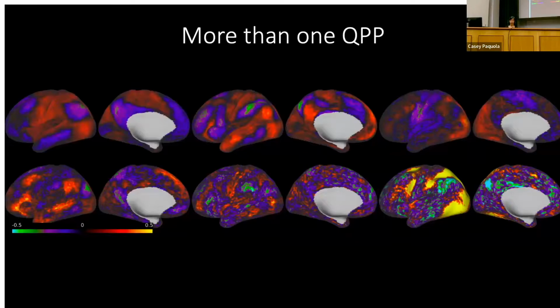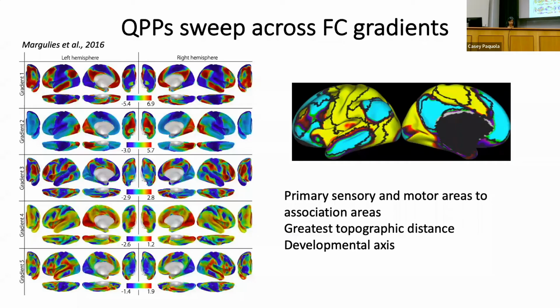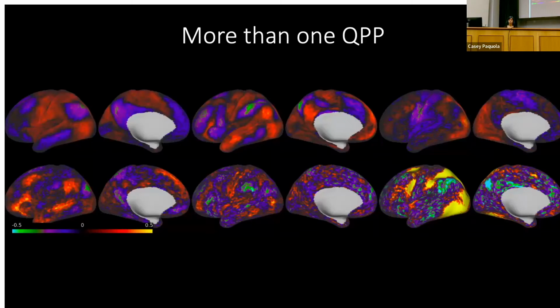So there is more than one functional connectivity gradient. We've talked mostly about the primary one, but you can also define secondary ones, et cetera. So here, I think there are five. You can do the same thing with these QPPs. And the way we do that is we find the primary QPP, we remove it by regression, and then we run the analysis again. So we can get secondary, tertiary, et cetera.